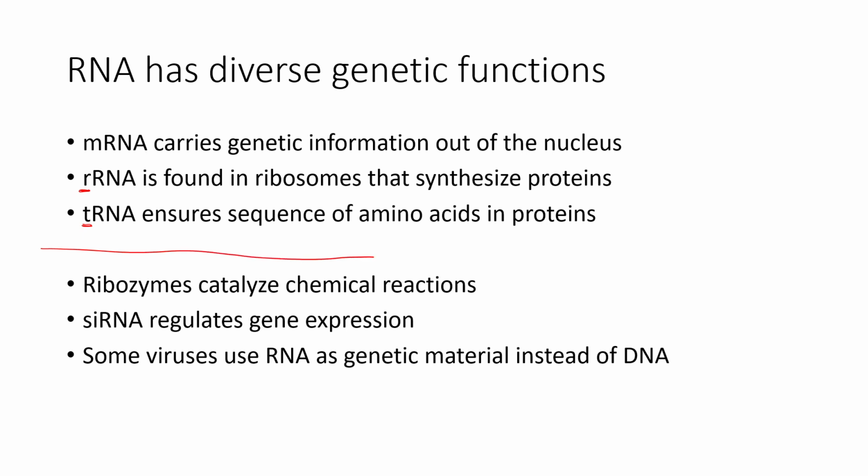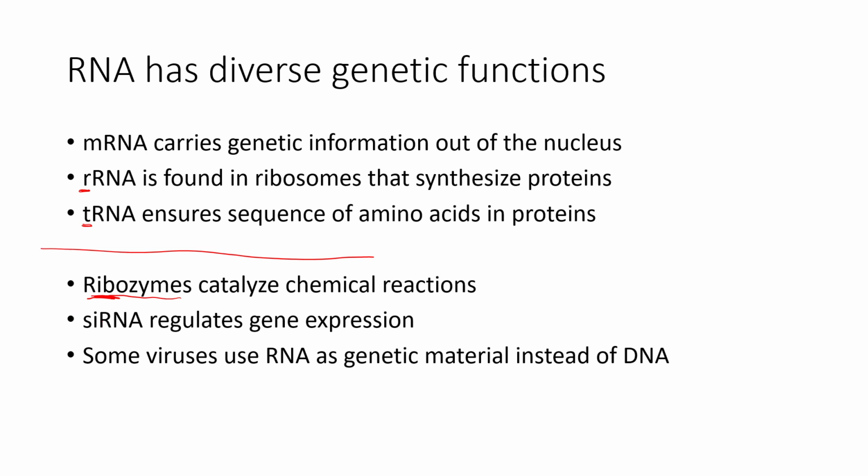So when we think about other functional types of RNA, aside from those main 3, first we have to consider ribozymes. Ribozymes are RNA. They're structurally made of RNA, but they act as enzymes, so they help to catalyze chemical reactions. Specifically, as you can tell from the name here, ribo, it's found in the ribosome. So this is some of that rRNA that's found in the ribosome, and it has a really important function to actually help build proteins.